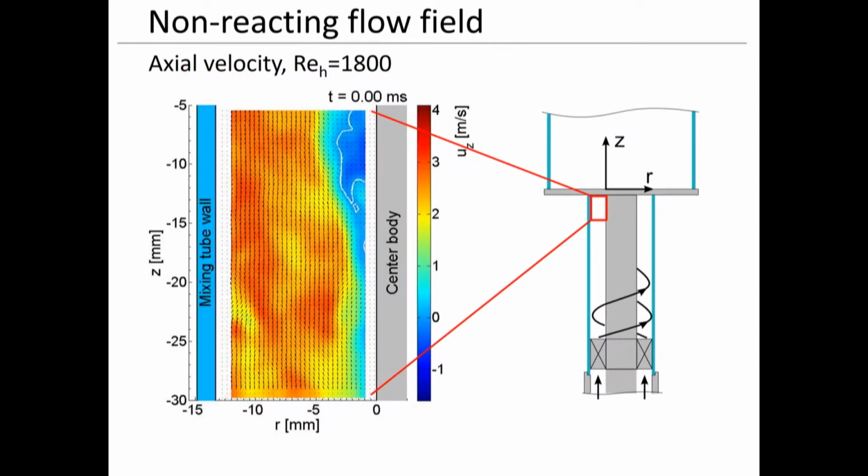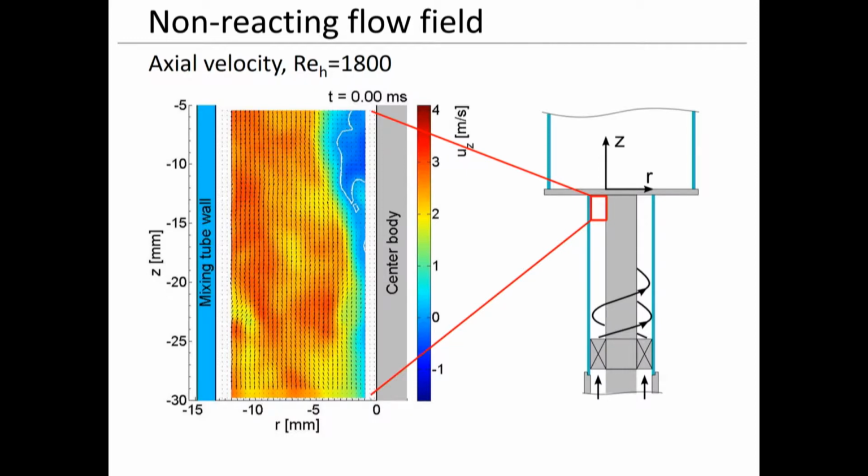So this is now just non-reacting. There's no flame here. So we're at the exit of the mixing tube. And this is what a velocity field looks like. There's this region here near the center body that is negative velocity inside this white line. It's positive outside. So positive is up.